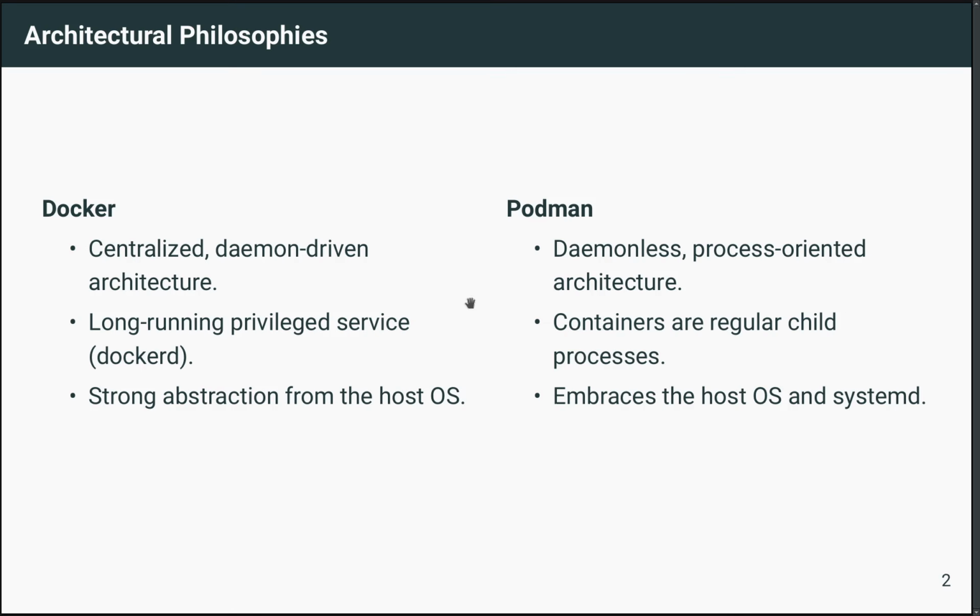So now we look at high-level architecture. Docker, as most of you would know, is centralized and daemon-driven, because we have a Docker-D running. Okay, it has a long-running privileged service, Docker-D. Privileged means you have to run it as root. It has strong abstraction from the host OS. Now, Podman is a daemonless, process-oriented architecture. There is nothing like Docker-D. Containers are regular child processes. So when you run Podman, it just forks and it embraces the host OS and systemd.